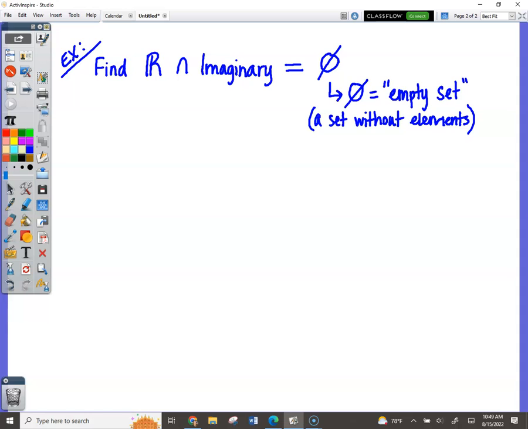So if I give you a question and say, find the intersection of these two sets, and the answer is that there is no intersection, there's nothing in common, then you would write the empty set. Notice you don't have to put brackets, squiggly brackets, around it, because that would be a set with something in it, and null, the empty set, means there's nothing there. It's kind of the set way of writing no value. All right. Next vocab word, union.